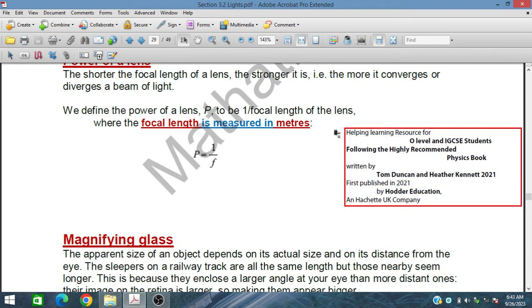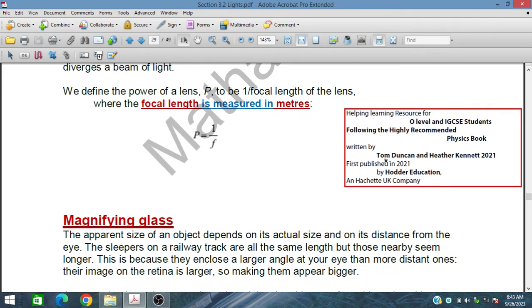Bismillahirrahmanirrahim. In this session, we will discuss the magnifying glass from the topic of light under O-level physics. This book is written by Tom Duncan and Heather Kennett, published by Hodder Education.